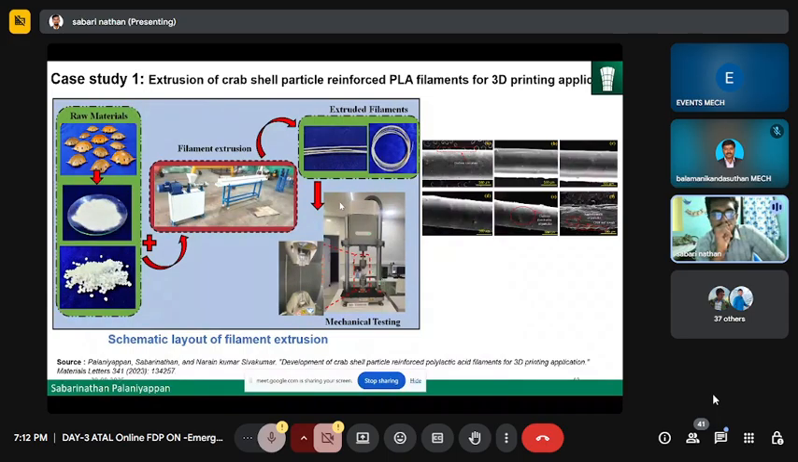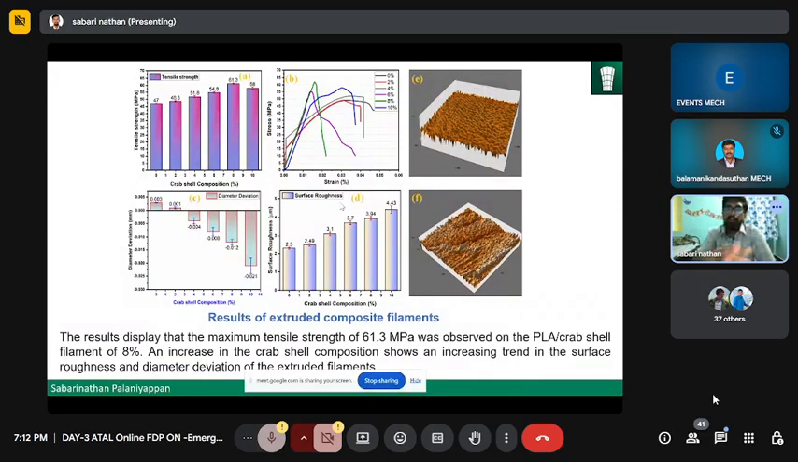This is the first work which I have done. I used crab shell and synthesized hydroxyapatite from the crab shell, extruded composite filaments, tested them with the basic parameters, and published in a Materials Letters Journal. From the results, it is concluded that 8% composite concentration shows better results. Adding beyond that, the strength was reduced. The problem during extrusion was that adding more particle concentration leads to increasing the surface roughness.